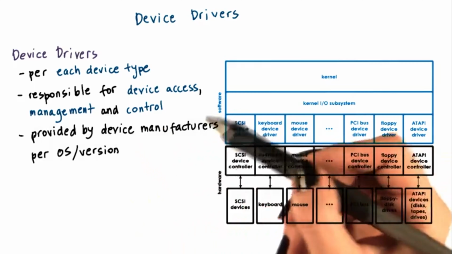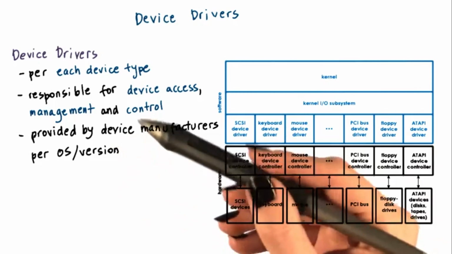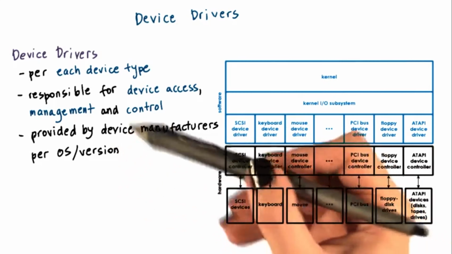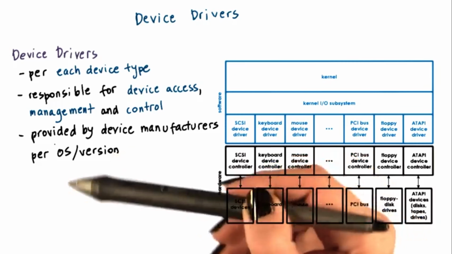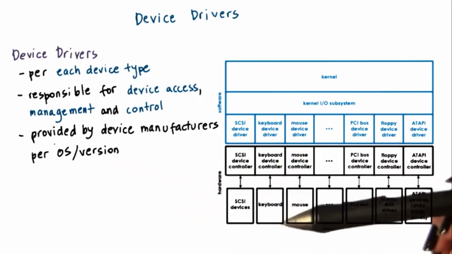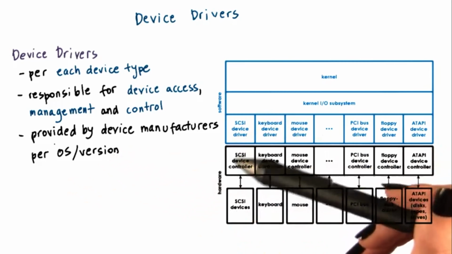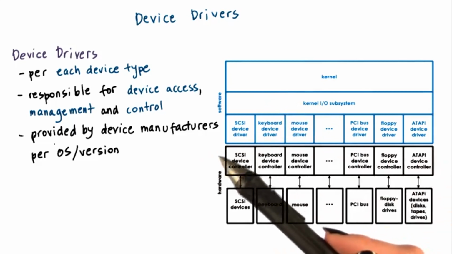The manufacturers or the designers of the actual hardware devices are the ones that are responsible for making sure that there are device drivers available for the different operating systems or versions of operating systems where that particular type of device needs to be available. For instance, you may have had to download drivers for printers from a manufacturer like HP.